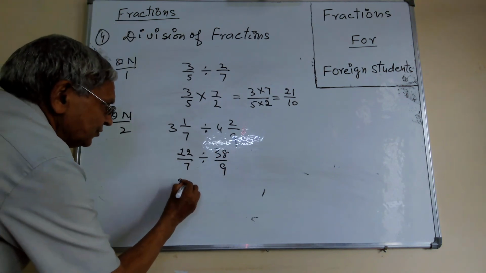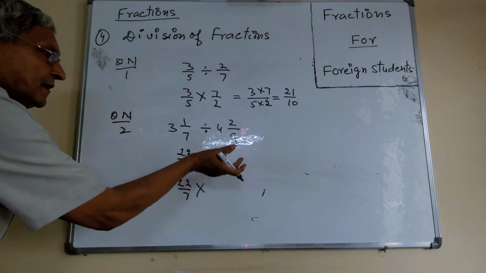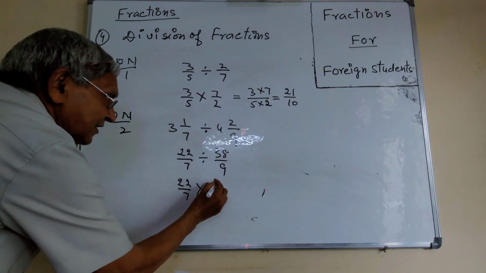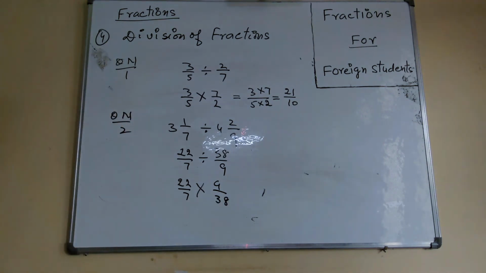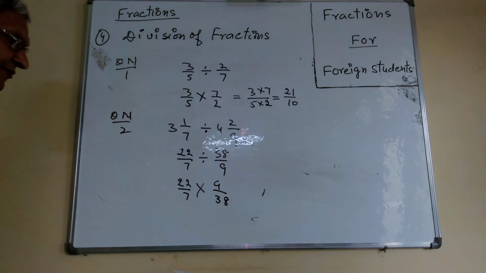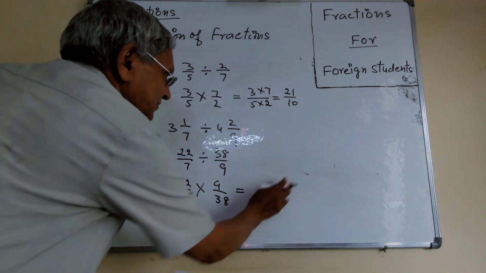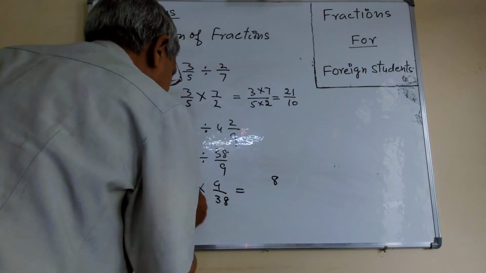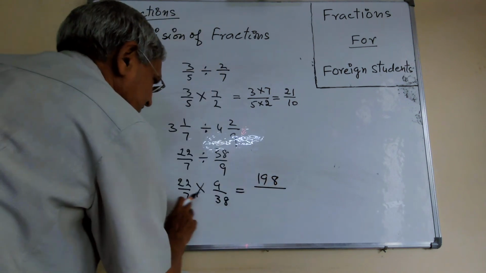Now again 22 by 7 into, change this sign and invert this, find the inverse, 9 upon 38. You have to change the second fraction. Make the numerator as denominator, denominator as numerator. Now my dear students, you have to multiply this. This becomes the multiplication. Now 9 2s are 18, 1, 9 2s are 18 and 1 19 upon 7 8s are 56.